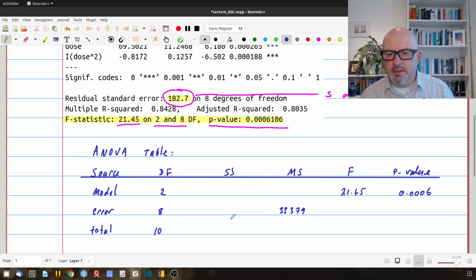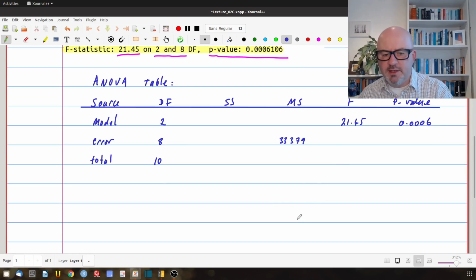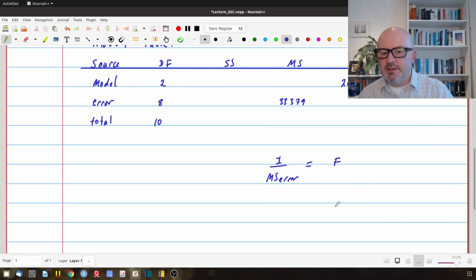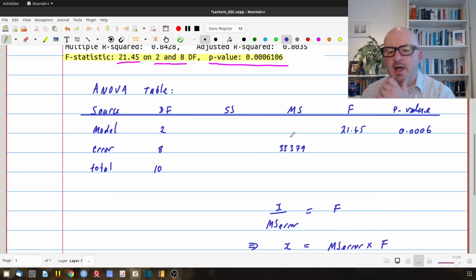How can I recover the rest? Well, how do I get the model mean square? The model mean square divided by the error mean square gives me this F ratio 21.45. So I have a situation like this: X divided by the mean square for error is equal to F. I have an equation. How do you solve an equation like this, where you have a fraction on one side and a number on the other? Well, you cross multiply. Therefore, the unknown X is equal to the mean square for error times the F ratio statistic. In other words, I can get the mean square for a model by multiplying 21.45 by this 33,379. Let's have a go.